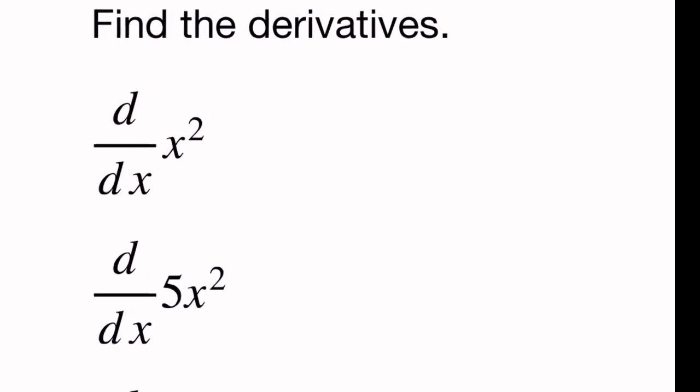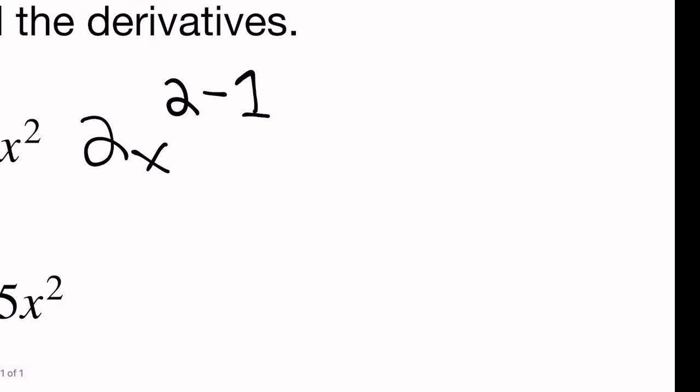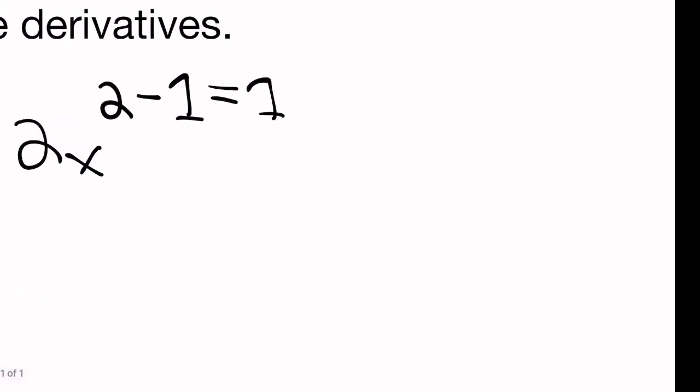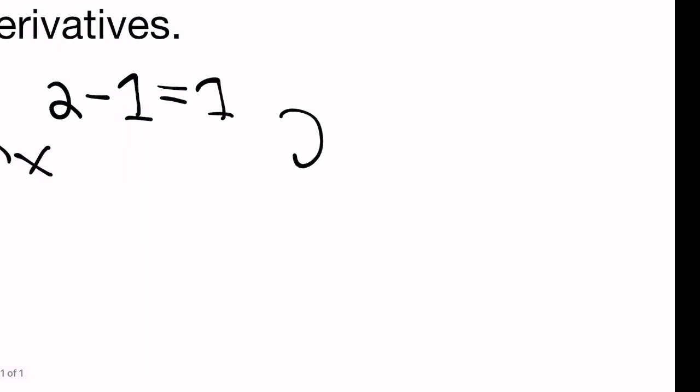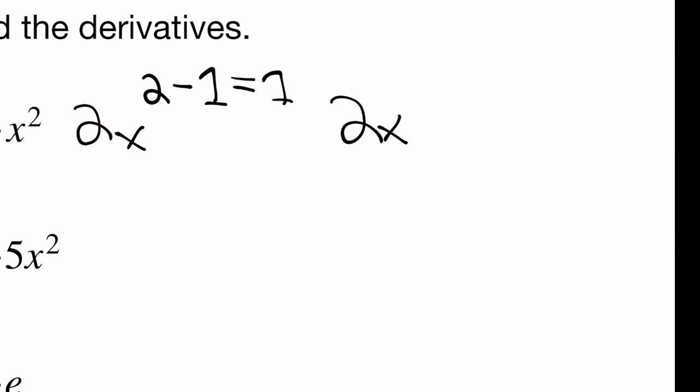Alright, let's practice by finding the derivative. For the first one here, we need to apply the power rule. So take the exponent down. So 2x, 2 minus 1. And now we just solve for that exponent. So that's 1. So we can write this as 2x to the 1, but that's also just the same thing as 2x. So yeah, our answer is 2x.